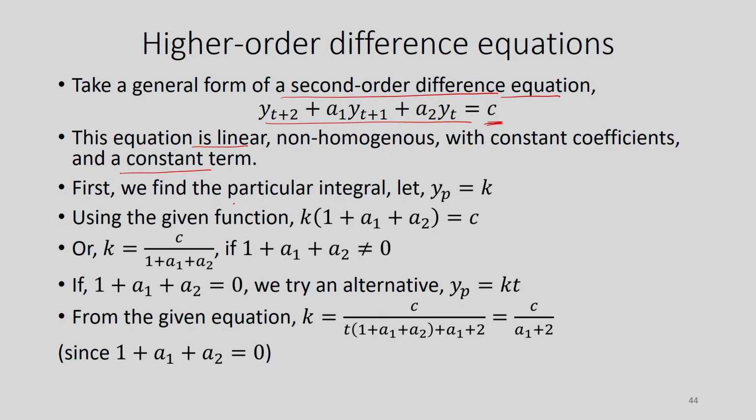Let us first start with the particular integral, and we assume a simple solution y_p equal to k, a constant, and I put it here. y_p is equal to k, so that means y is invariant with time. So, I get this equation, and that boils down to k equal to c divided by 1 plus a1 plus a2. But I can write this only if the denominator is non-zero, that is, 1 plus a1 plus a2 is not equal to 0. But what happens if 1 plus a1 plus a2 is equal to 0? Then we have to try some alternate solution.